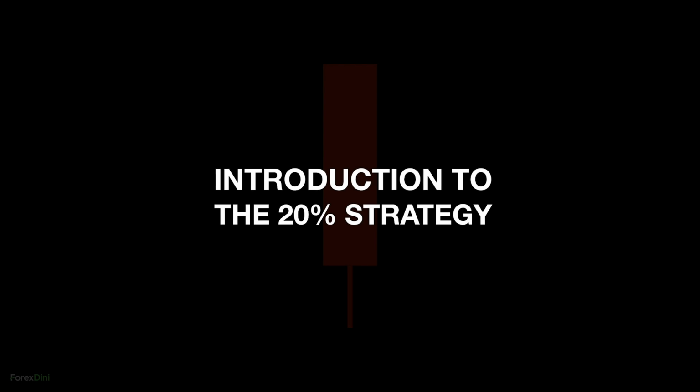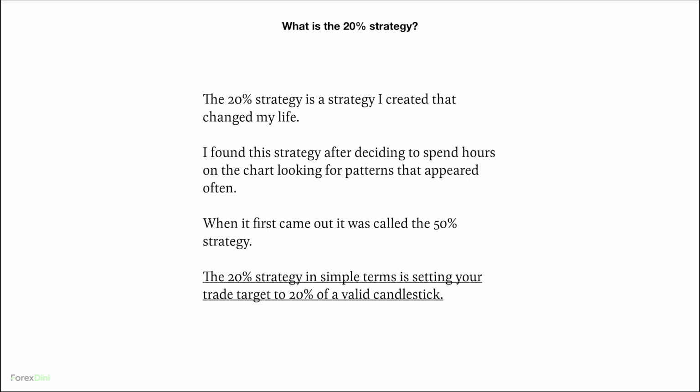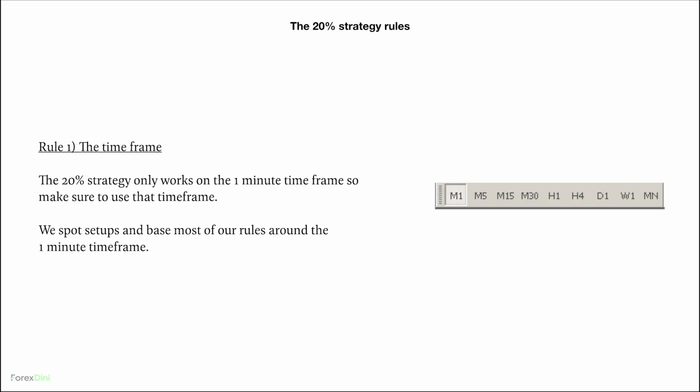Introduction to the 20% strategy. What is the 20% strategy? The 20% strategy is a strategy I created that changed my life. I found this strategy after deciding to spend hours on the chart looking for patterns that appeared often. When it first came out, it was called the 50% strategy. The 20% strategy, in simple terms, is setting your trade target to 20% of a valid candlestick. So that's the definition.